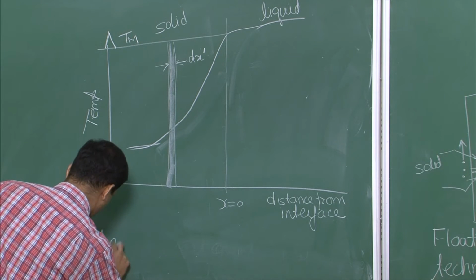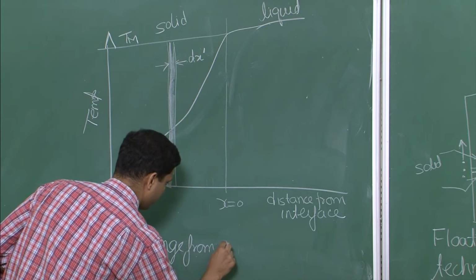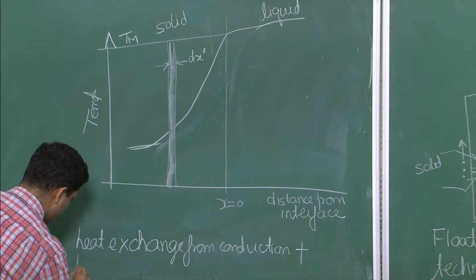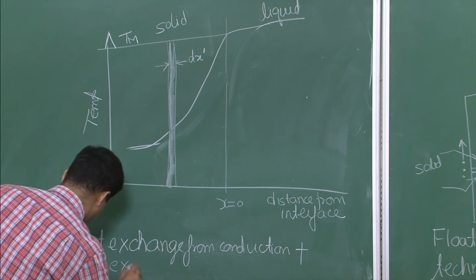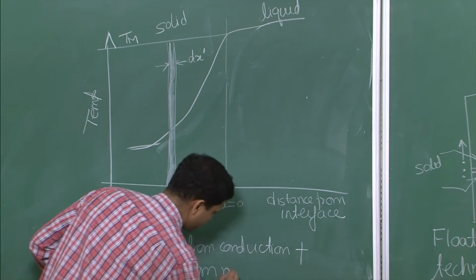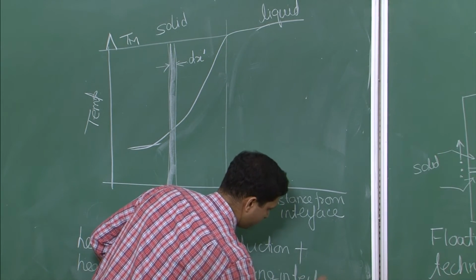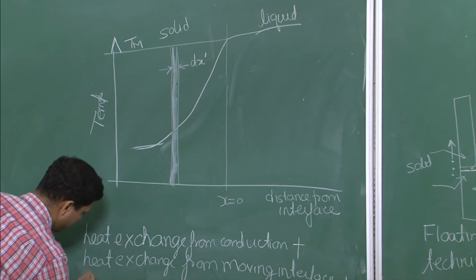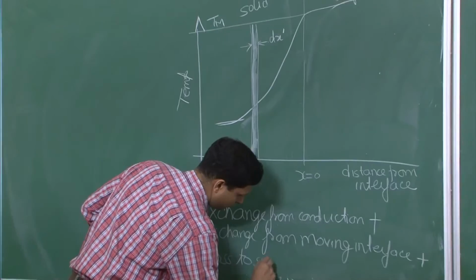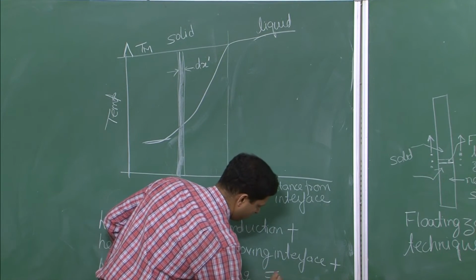heat exchange from conduction plus heat exchange from moving interface plus heat loss to surrounding is equal to 0.